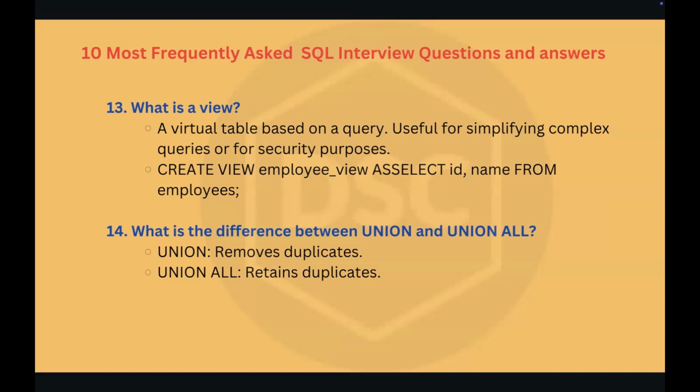Question number 14. What is the difference between union and union all? Union combines the results of two queries and removes duplicate rows. However, union all combines the results of two queries without removing duplicates and it retains all rows.